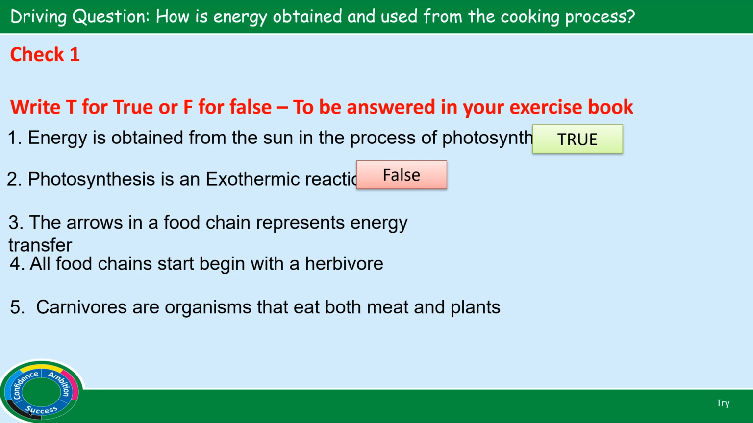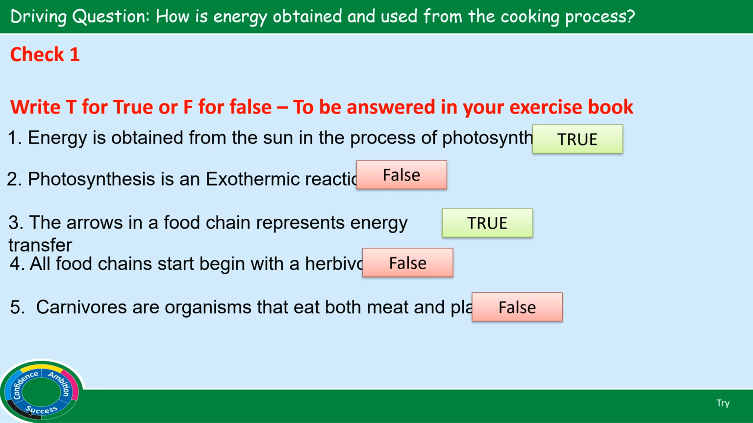The arrows in the food chain represent energy transfers. We know this is true. Do all food chains start with a herbivore? Do you remember herbivore, carnivore, omnivore? False, they do not. Carnivores are organisms that eat both meat and plants. True or false? We know this is false.